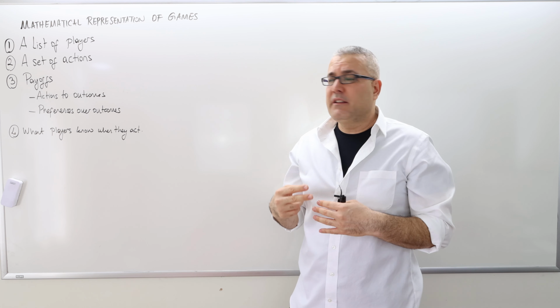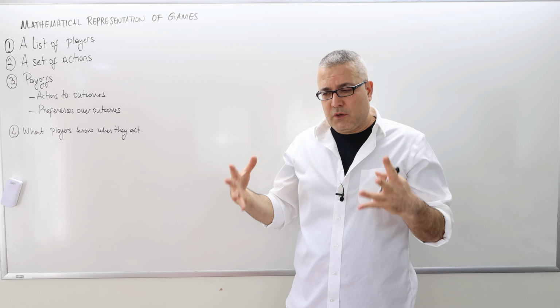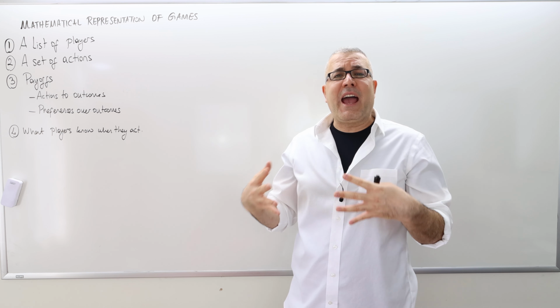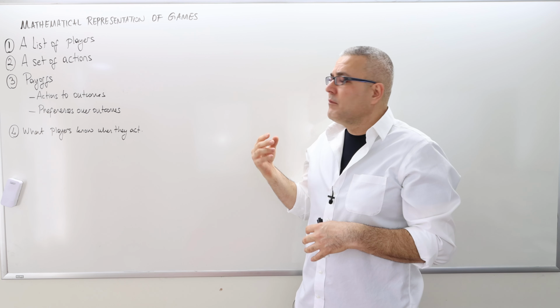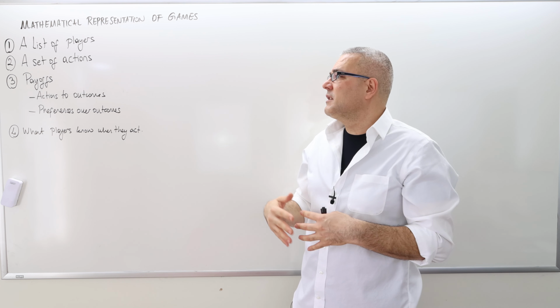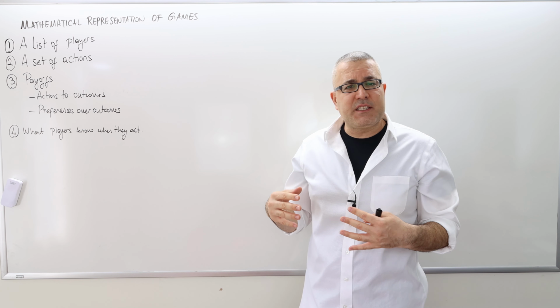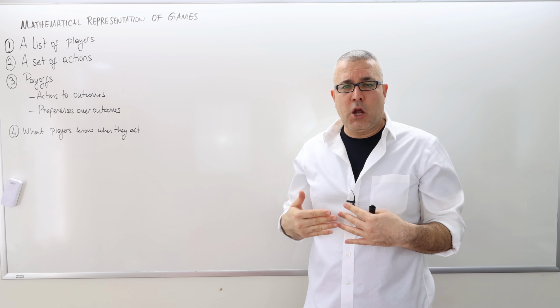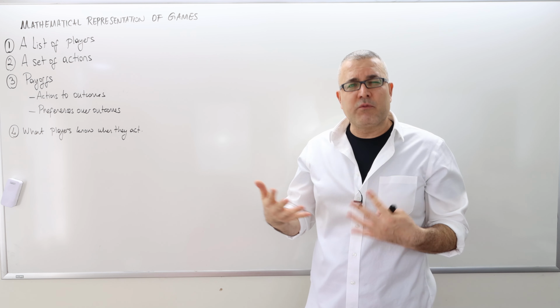The second ingredient that we need is the set of actions. We need to describe the set of all actions available to the players, okay? Sometimes we call them strategies, sometimes we just call them actions. For example, if it is chess, the actions are known. If it is a rock, paper, scissors game, the actions are known. You see what I mean?